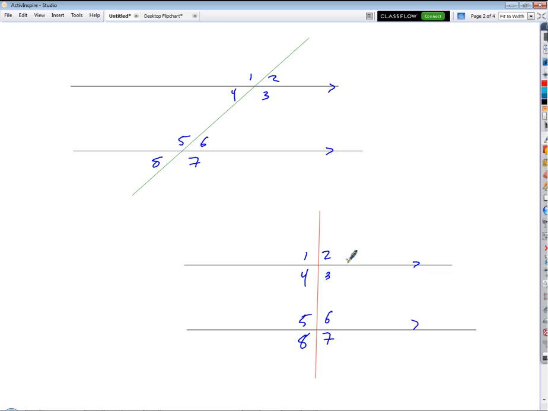Consecutive because they're on the same side of the transversal, exterior, sure. Do you think consecutive exteriors are going to be supplementary or congruent? Congruent? Down here they kind of look congruent, don't they? But if I look on this one up here, they're pretty obviously not congruent, are they? Right, 1 and 8. 1 is obtuse and 8 is acute, right? So they're supplementary, right? But it's confusing.